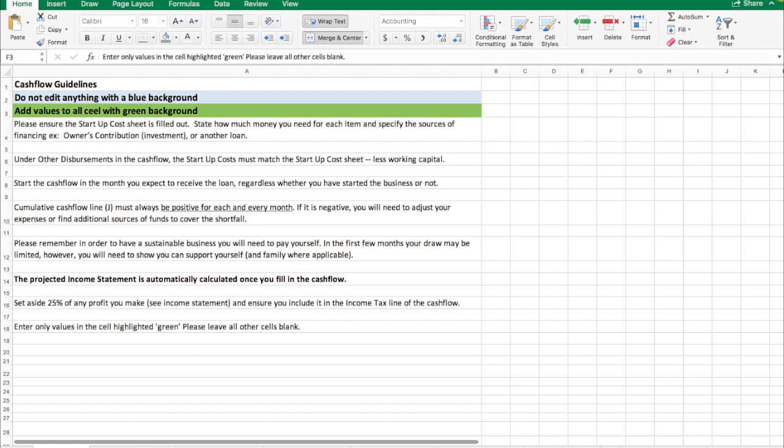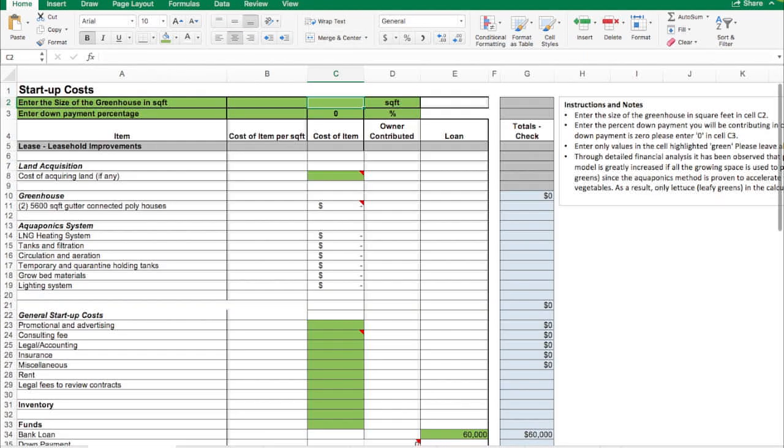All right, so let's get into the first step, which is the startup cost. The way that we've put together this sheet is that you just have to put a couple of input values in, and once you do that, it's going to spit out some of the numbers that you need in order to have a good financial model or good financial pro forma on your hands.